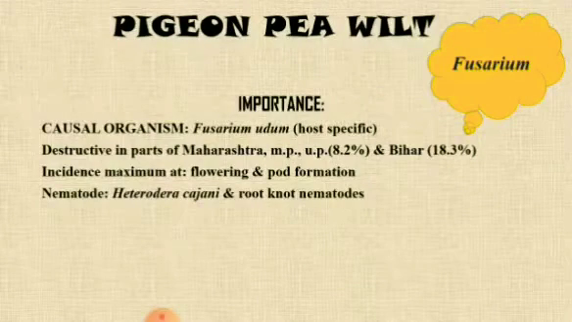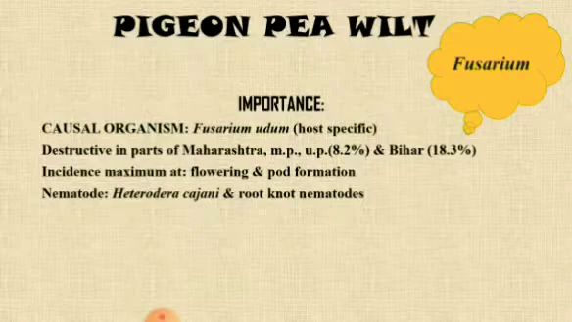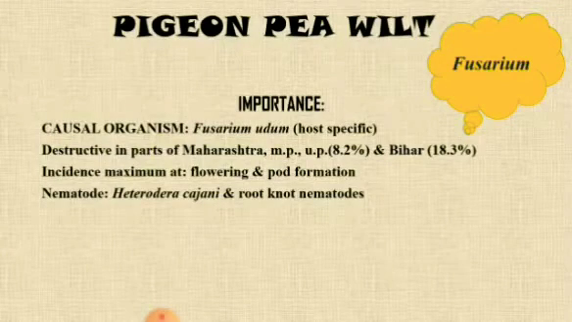Whenever we think of wilt, the first name that comes to our mind is Fusarium, and here it is host specific, Fusarium udum, and it is very destructive in pigeon pea growing areas like Maharashtra, Madhya Pradesh, Uttar Pradesh, as well as in Bihar.